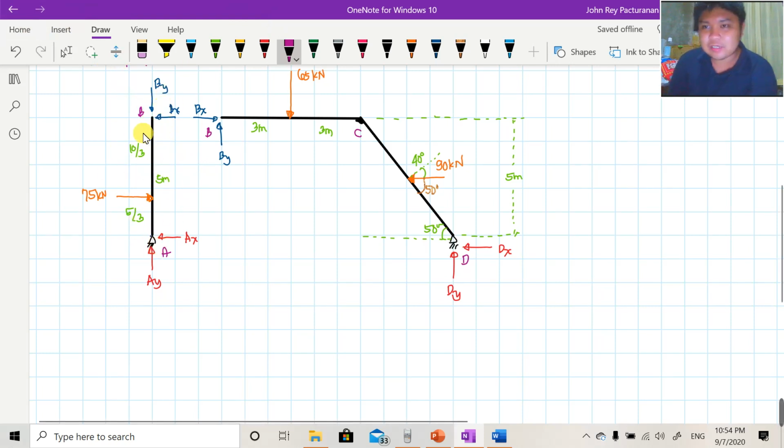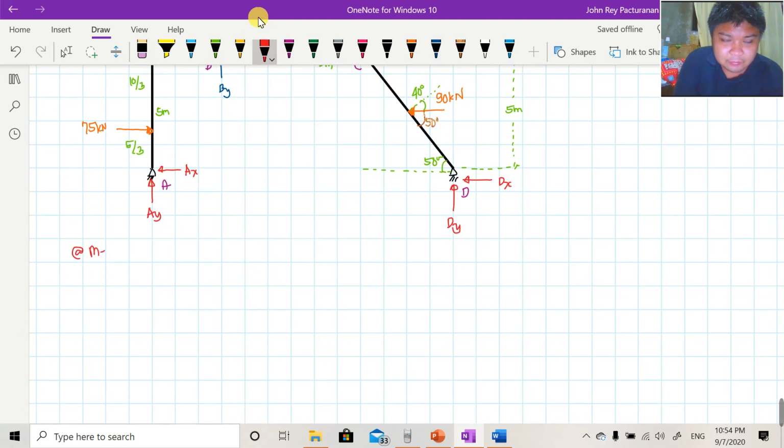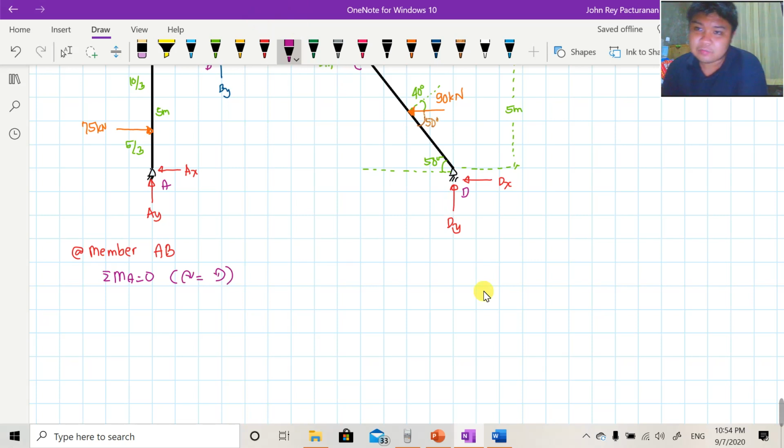Okay, no? So ang una kong gagawin, hahanapin ko nga muna yung value ng Bx by taking moment at A considering class AB. So proper labeling tayo. Syempre dapat malinaw yung solution natin at member AB. So lagay natin siya, di ba? At member AB. On the other hand, the next is summation moment at A equals 0.